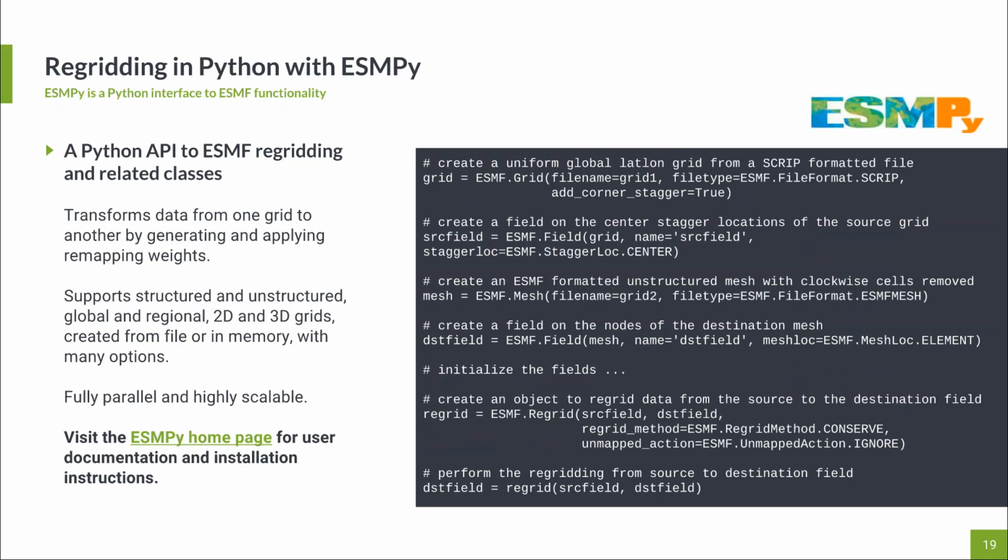The Python interface is called ESMPy, and there's a link to the homepage there where you can see how to download the package. We do have it available in some of the Python package managers, so it's easy to install. It does link against the ESMF Fortran and C library behind the scenes. So this is just providing a language interface into the same regridding capabilities supported by ESMF. And the Python capability is also a parallel capability.